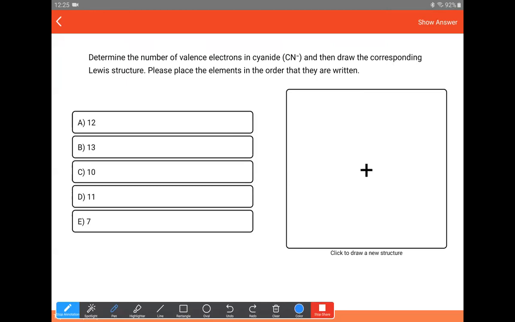All right, here's another Lewis structure question. This one has the added question of how many valence electrons. So it's asking you to add it up first. Carbon has 4, nitrogen has 5, but what we can't forget is this minus sign adds another one. So we have 10. One thing to look for when you're doing these is patterns, right?